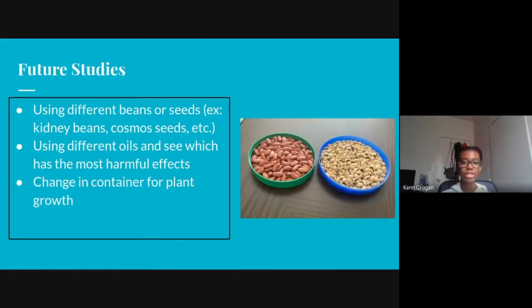And here are my future studies. If I use different beans, for example, kidney beans or cosmo beans, there would be a different effect on the plant growth. If I try different oils, like canola oil, which is known for being unhealthy, it may hurt the plant more than olive oil did.